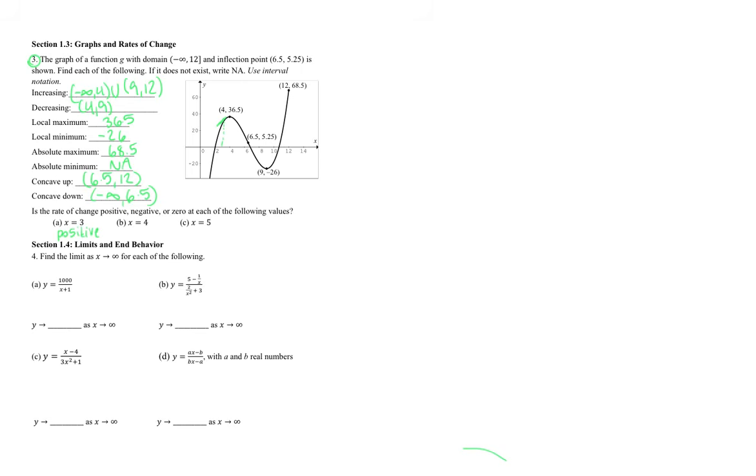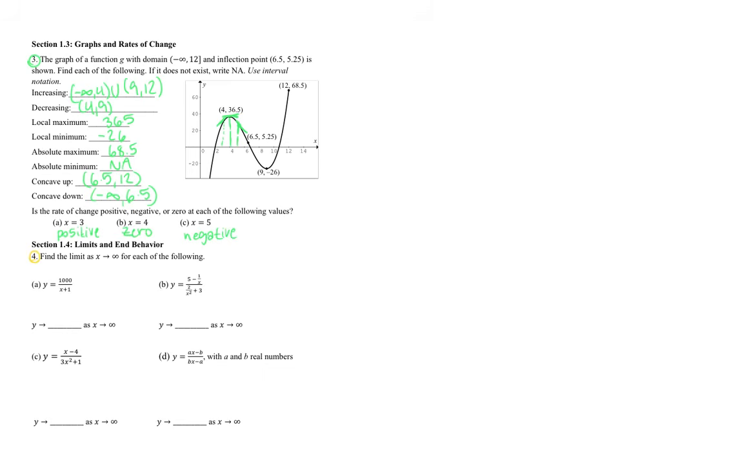So for x equals 4, well, that looks to be the top of a hill. So that would be a horizontal tangent line or a 0 slope. So we would say it has 0 rate of change. And then at x equals 5, that would be right here. So at this point on the graph, we would have a tangent line like this, which has a negative slope. So that means our rate of change would be negative.